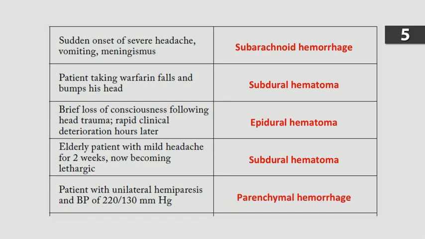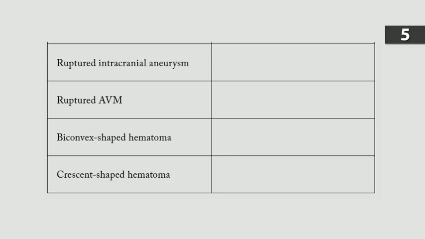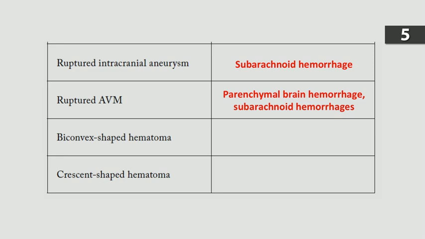Patient with unilateral hemiparesis and blood pressure of 220 over 130. That should make you think of a parenchymal hemorrhage, a hemorrhagic stroke. Ruptured intracranial aneurysm will usually cause subarachnoid hemorrhage. Ruptured AVM is usually going to cause a parenchymal brain hemorrhage, but subarachnoid hemorrhages are also possible.